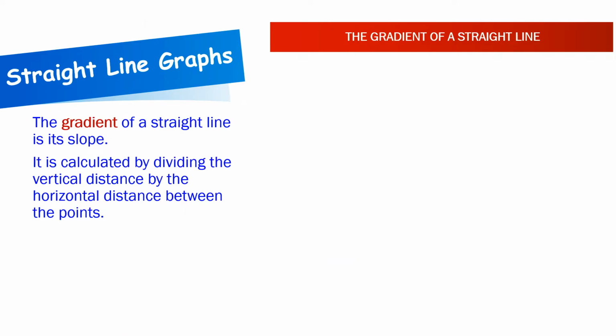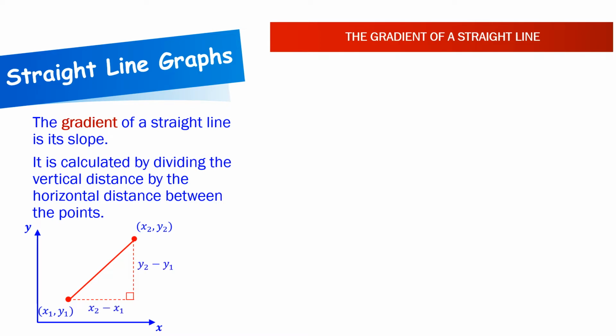The gradient of a straight line is its slope. It is calculated by dividing the vertical distance by the horizontal distance between the points. Suppose a line is joined by the points (x1, y1) and (x2, y2). The vertical height of the right-angled triangle generated by this line is y2 minus y1, and the horizontal length is x2 minus x1. The gradient m is therefore equal to (y2 minus y1) over (x2 minus x1), as shown.